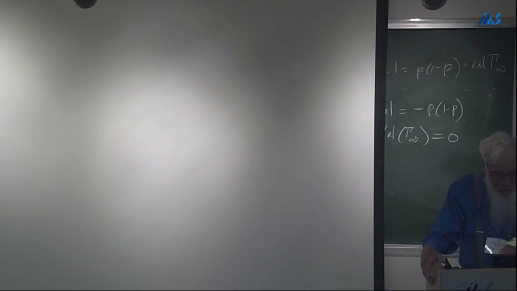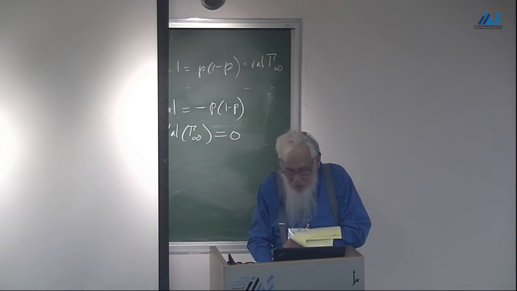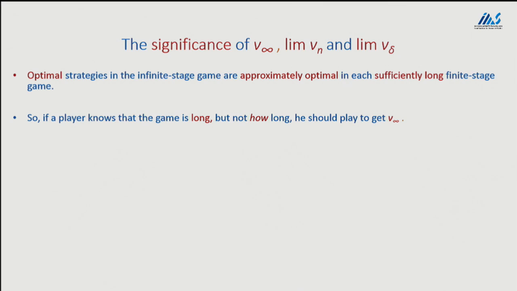Okay, the significance of V infinity, in other words, the value of the infinite stage game, the limit of the n-stage game, and the limit of the discounted game. Optimal strategies in the infinite stage game are approximately optimal in each sufficiently long finite stage game. So we're talking about one strategy that is approximately optimal in each finite stage game. If a player knows that the game is long, but he doesn't know how long, he should use optimal strategies in V infinity. Optimal strategies in the n-stage game depend crucially on n, and similarly, optimal strategies in the discounted game depend crucially on the discount factor.